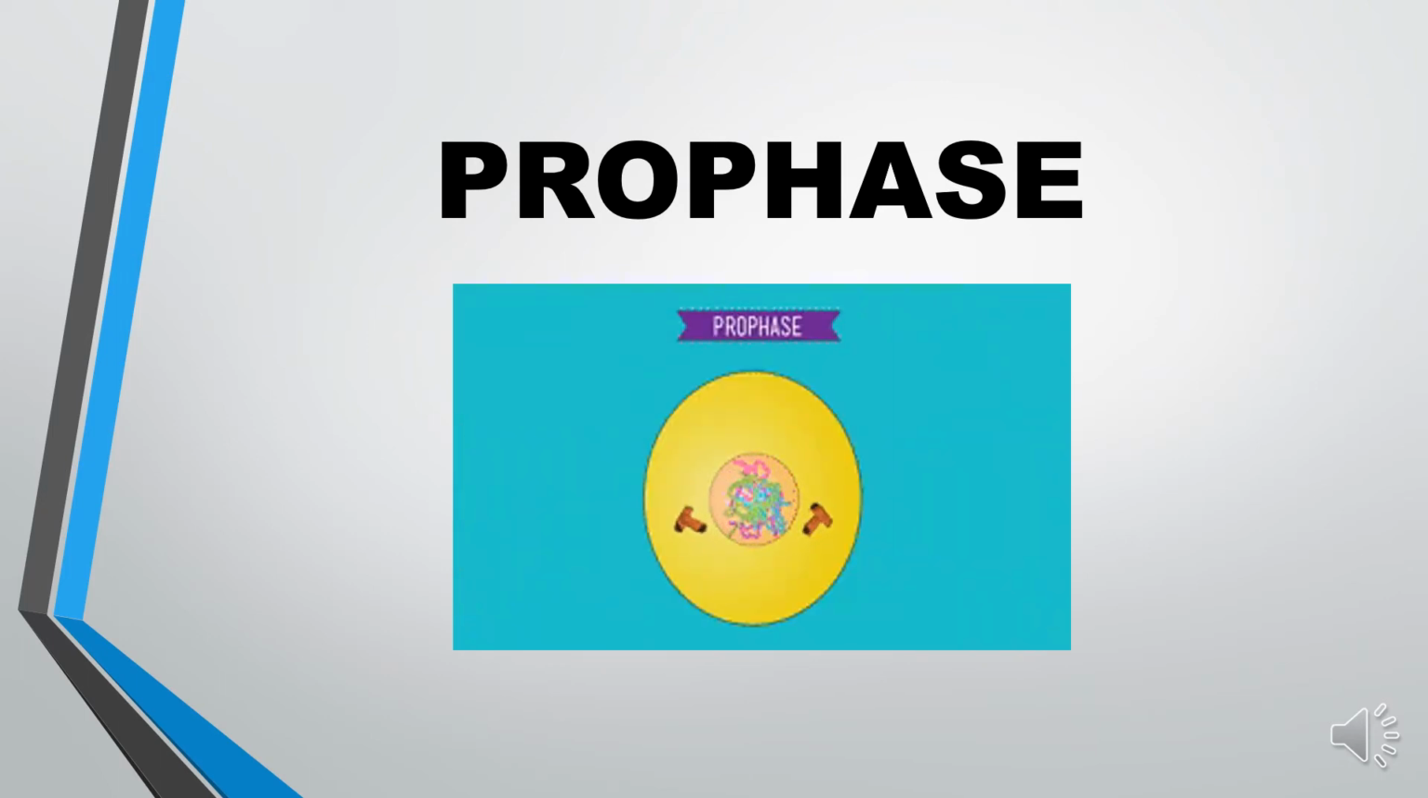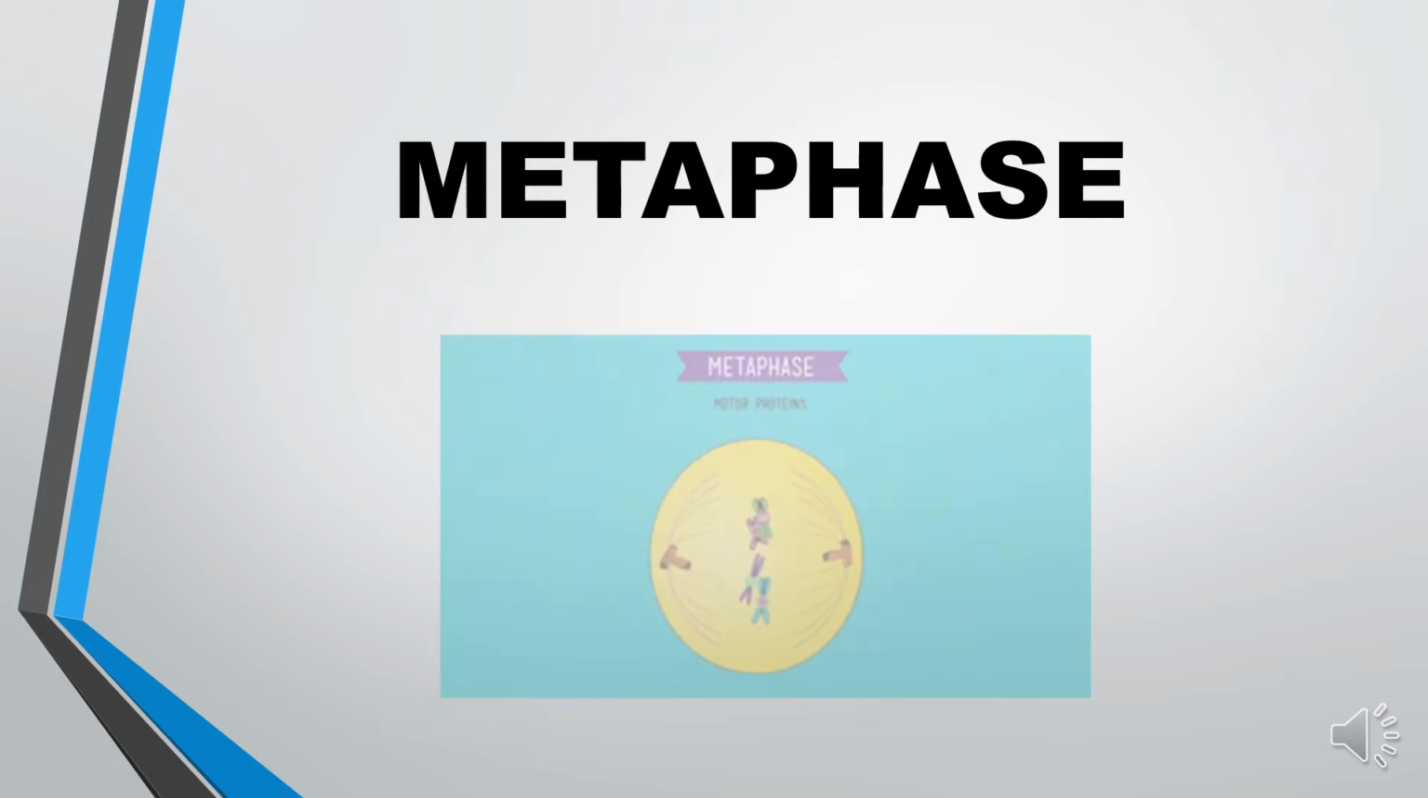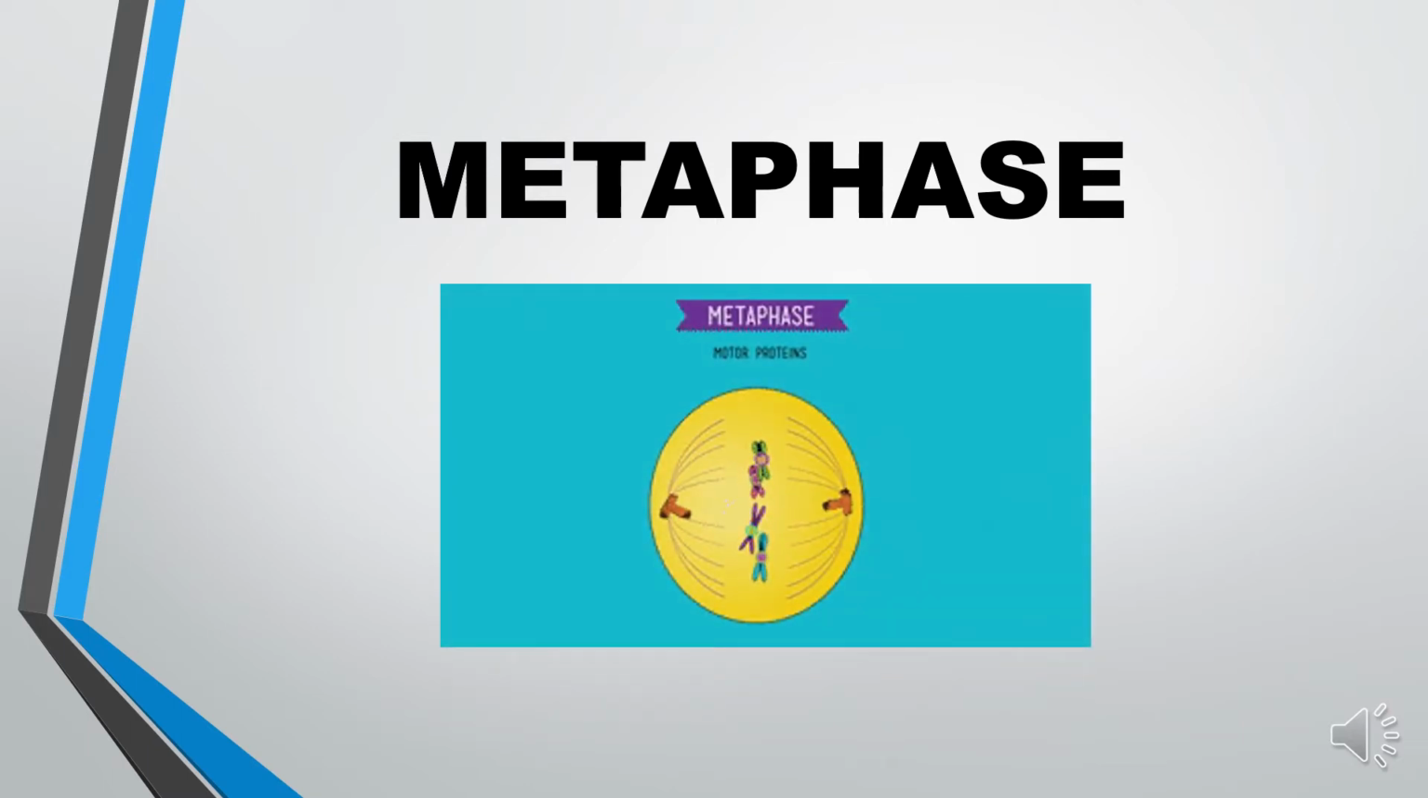So the next stage is the metaphase. M for middle. It's because the chromosomes will line up in the middle of the cytoplasm, and the spindle fibers, which begin to become visible, will connect to them, preparing for the next stage.